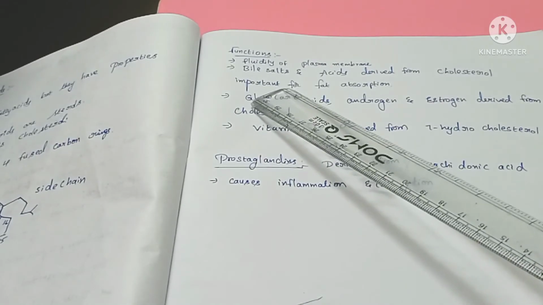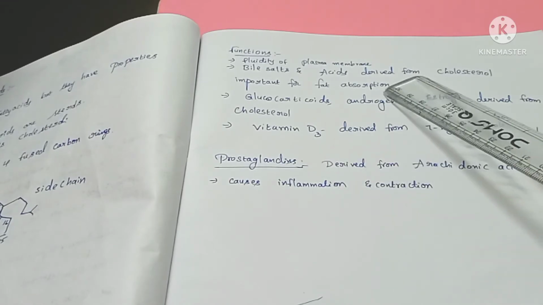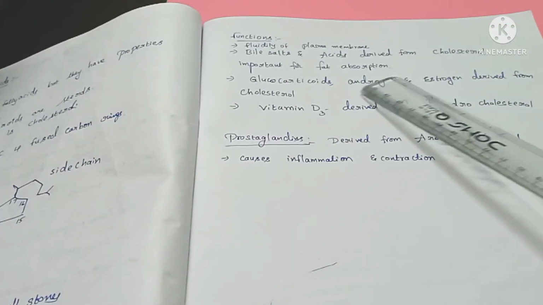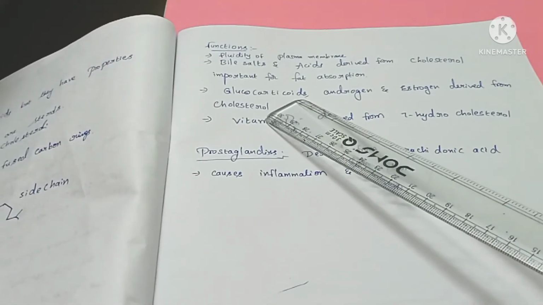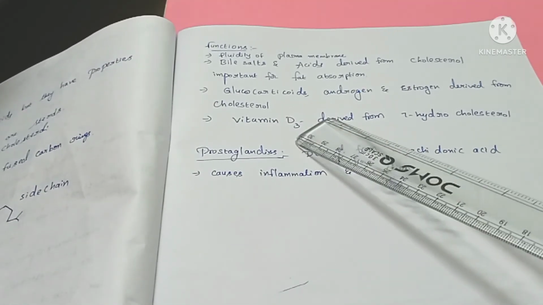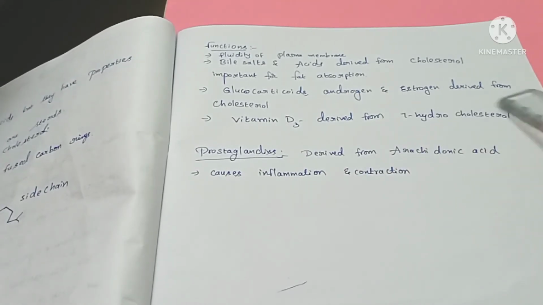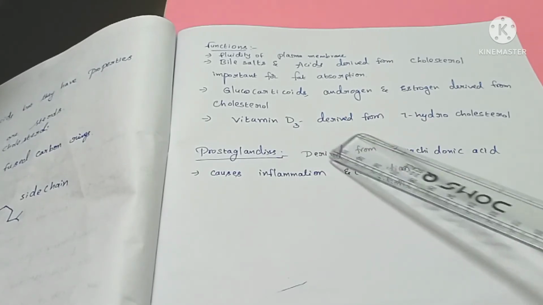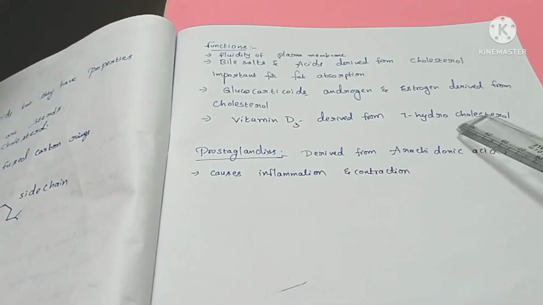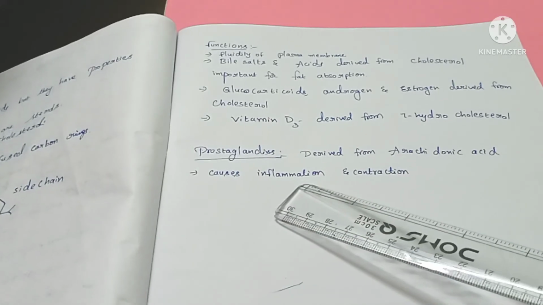Bile salts and acids derived from cholesterol are important for fat absorption. Some hormones like corticoids, male hormones like androgens, and female hormones like estrogens are derived from cholesterol only. And vitamin D3 is also derived from 7-dehydrocholesterol only.